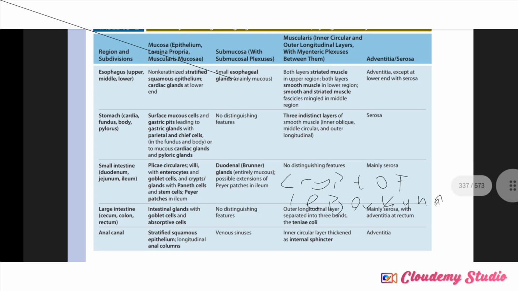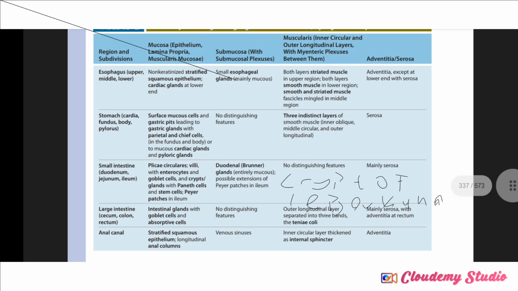You understand? So we have the small intestine consisting of the duodenum, the jejunum, and the ileum. The three of them are made up of simple columnar epithelium, and it consists of goblet cells and microvilli. The lamina propria is the crypt of Lieberkuhn. Now, in the duodenum, we can find Brunner's gland.